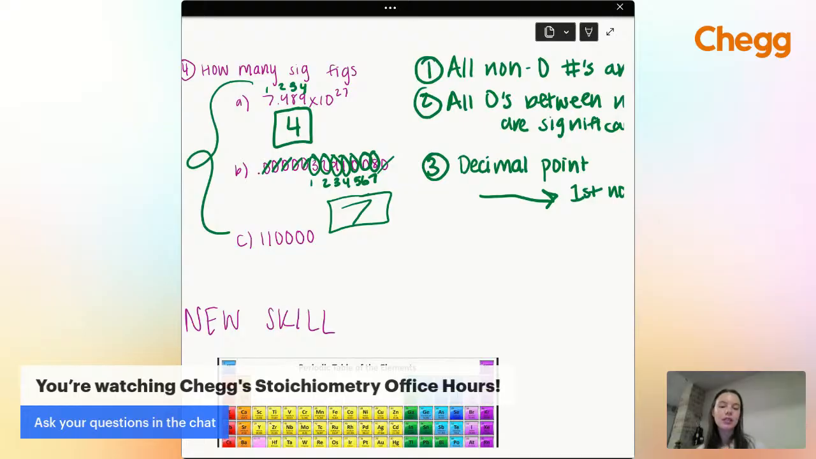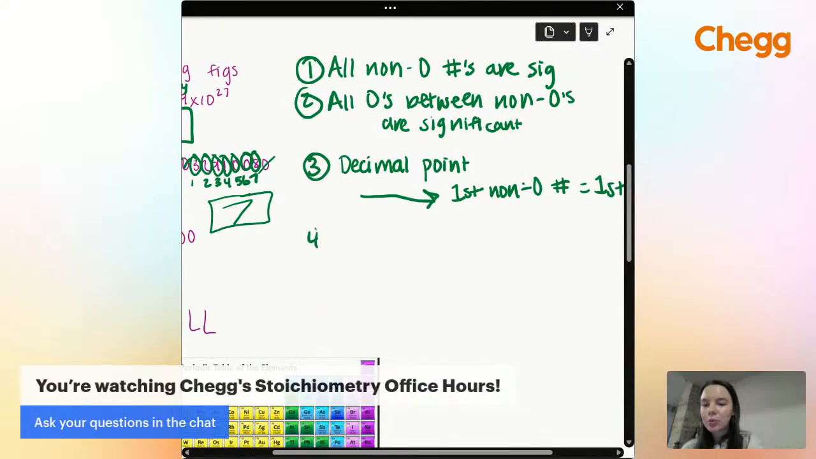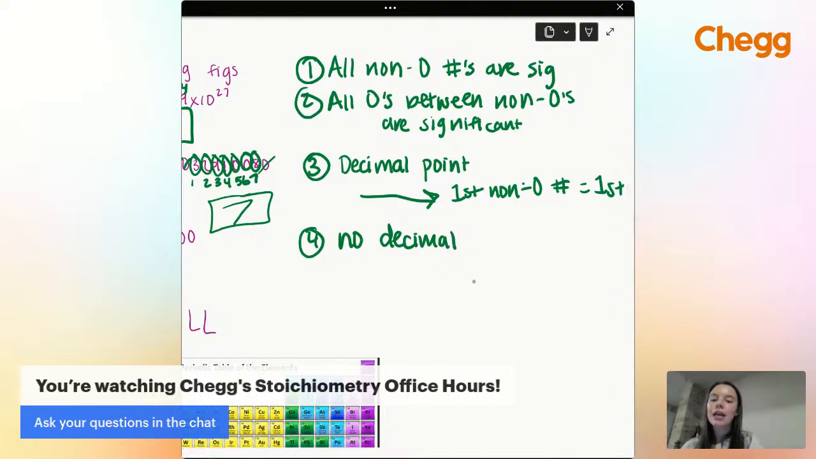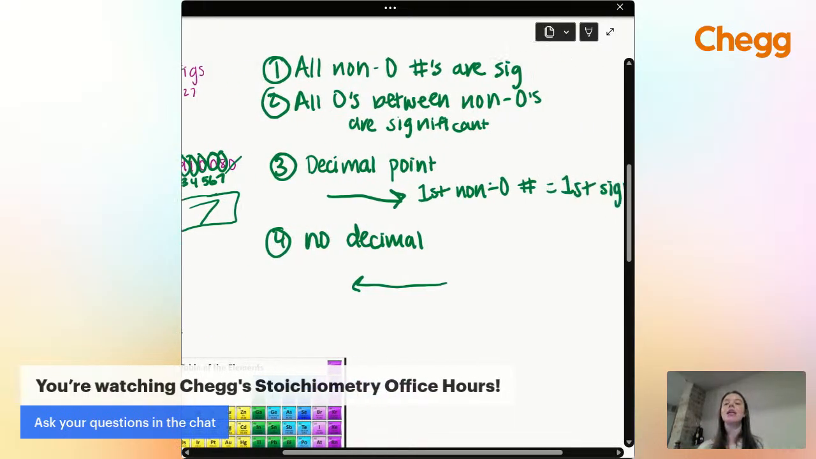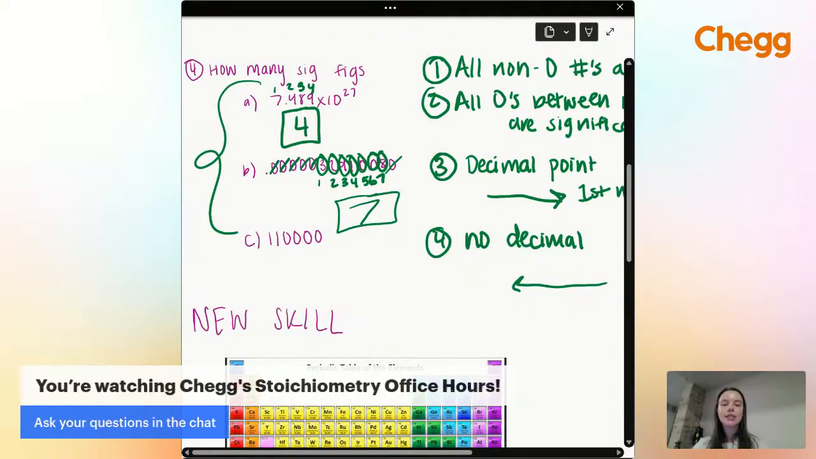Then our last significant figure question is how many significant figures are in 110,000? So I'm going to give y'all about 20 seconds to answer this. If you have no decimal point, this is the rule for that. No decimal point, you start at the right and you go left, and the first non-zero number is your first significant figure. You go till you hit no more non-zeros. So 20 seconds, tell me how many sig figs are in 110,000.